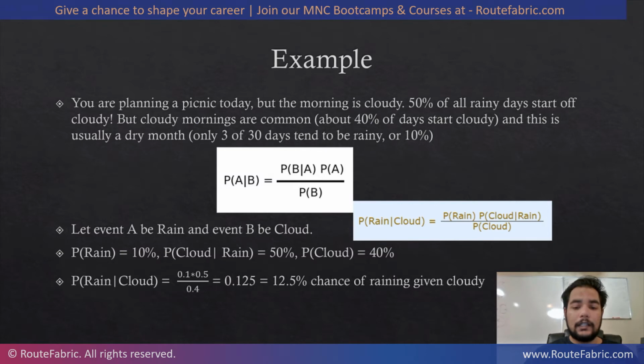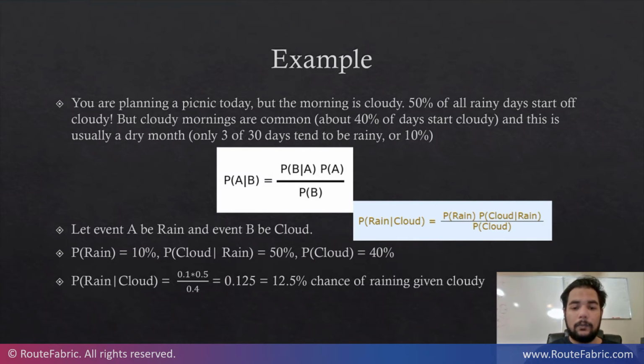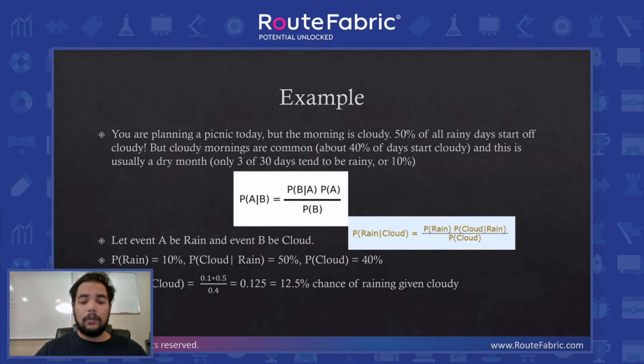Now let us find the chance of raining given cloudy. So probability of rain given cloud is equal to probability of rain times probability of cloud given rain divided by probability of cloud. We're using Bayes' theorem. Now the probability of rain in the question is given as 10%. Probability of cloud given rain is equal to 50%. So there's a 50% chance when it rains it's cloudy. Now when we plug in all the values, the probability of rain when cloudy comes out to be 12.5%. So there's a 12.5% chance of raining given it's cloudy.